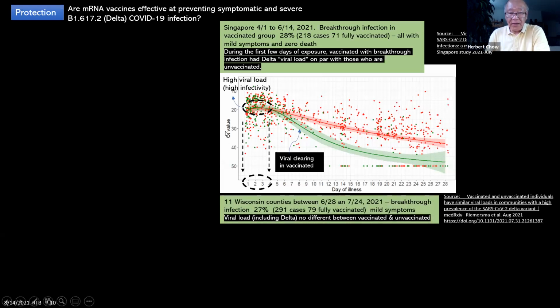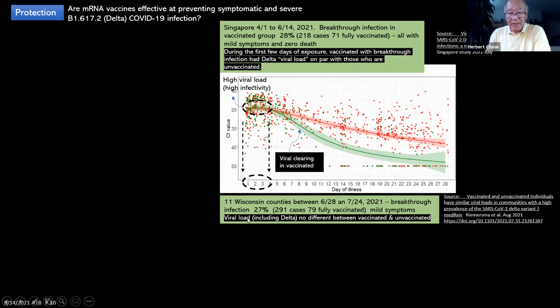So subsequently, in a Wisconsin data by the University of Wisconsin Medicine, looking at 11 counties in Wisconsin between late June and early July, and look at all the breakthrough infections. There were about 27% of them, total of 291 cases, with 79 of them fully vaccinated. All of them, luckily, have mild symptoms.